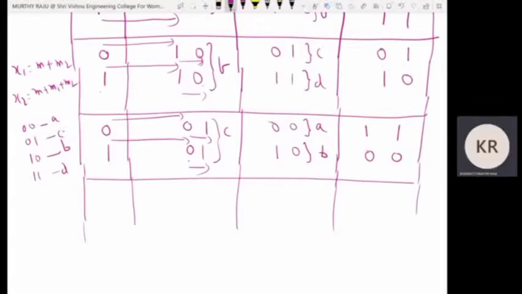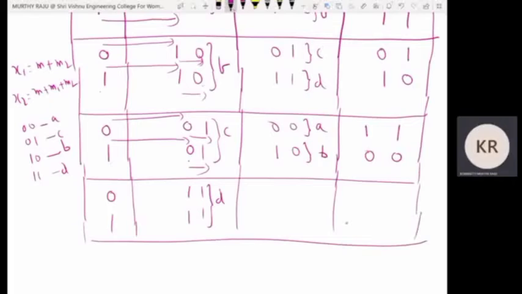A little bit of confusion is there. Initially, generally 0 0 is A state and 0 1 is B state, but here our representation is different. 0 1 state is C, 1 0 state is B, 1 1 state is D. Here consider 1 1. The convolutional encoder is in D state. Two possible inputs, 0 and 1. Find out the output.